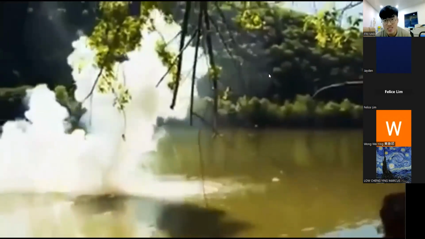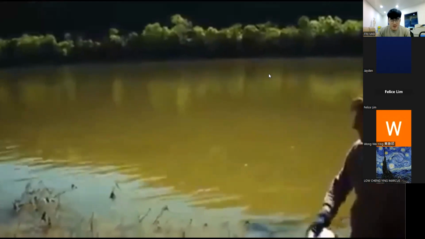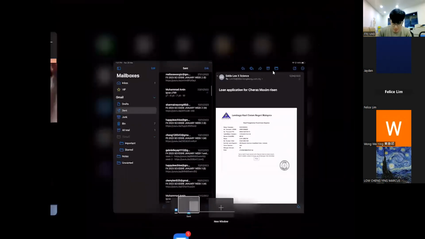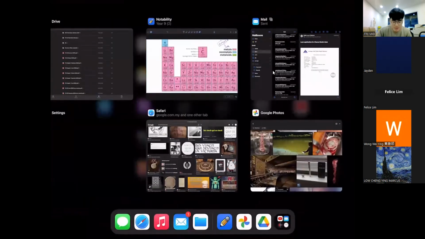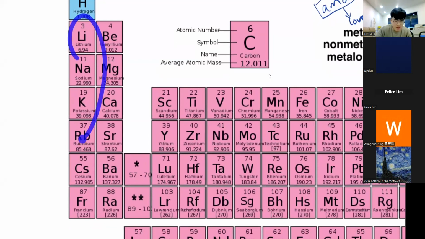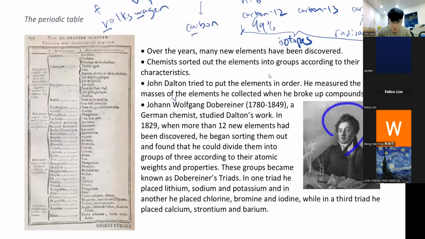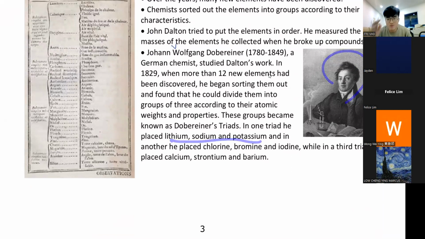Potassium is freaking crazy. Sodium is the same thing. Even lithium is the same thing. Lithium can catch fire for no reason. Your battery is made from lithium. That's why batteries explode, right? Because they belong to the same family as potassium. Although lithium is not as crazy, but still crazy. So they are all explosive. So Dobereiner said, since they're all explosive, why not put them into the same group? So they belong to the same triad.